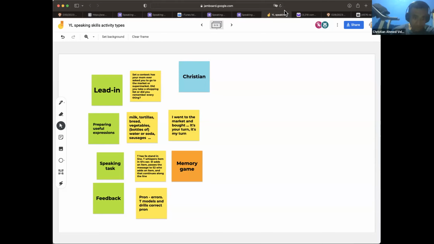To finish, the feedback is about the errors, about pronunciation. The teacher says the word and the student repeats after him. And that's it. Good job, Christian. Good explanation.